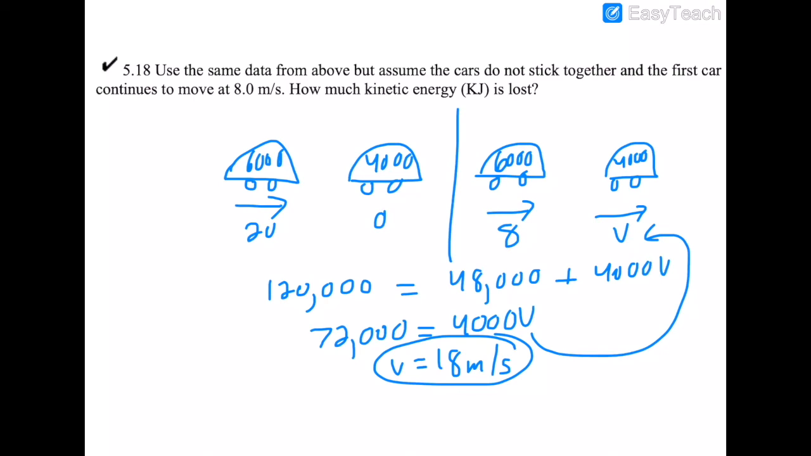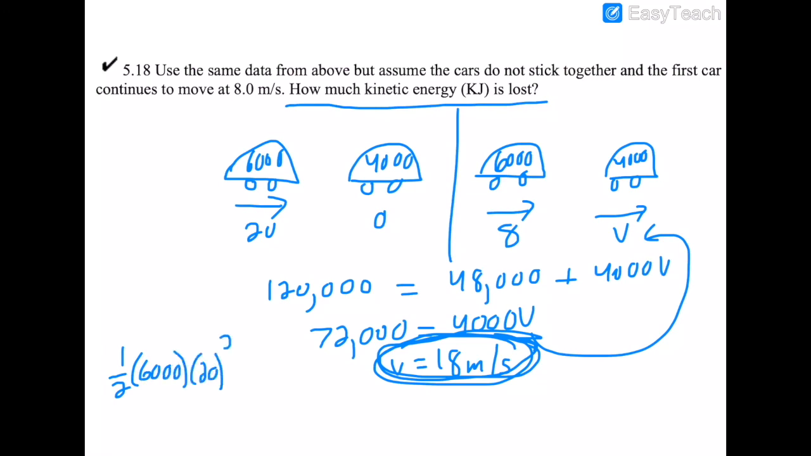Now the question was how much kinetic energy is lost. You did have to do this first. You had to use conservation of momentum. We always have to use conservation of momentum first and figure out the velocity we're looking for. But now I can ask, what was the kinetic energy before the collision? It would have been 1/2 times the mass of 6,000 times the velocity of 20 squared, 1/2 mv squared. The second car has 0 velocity, so I don't have to calculate that. Its kinetic energy is 0 at the beginning.